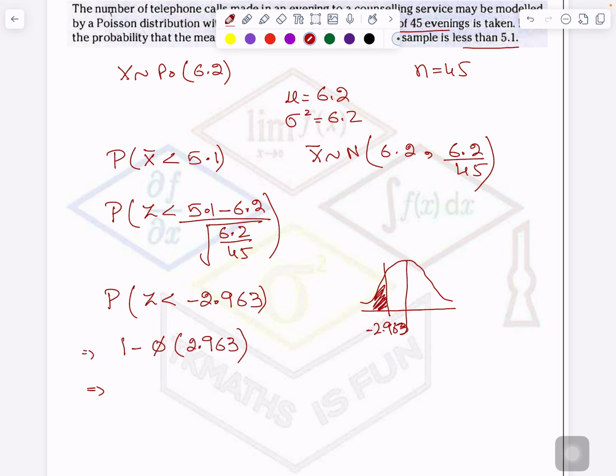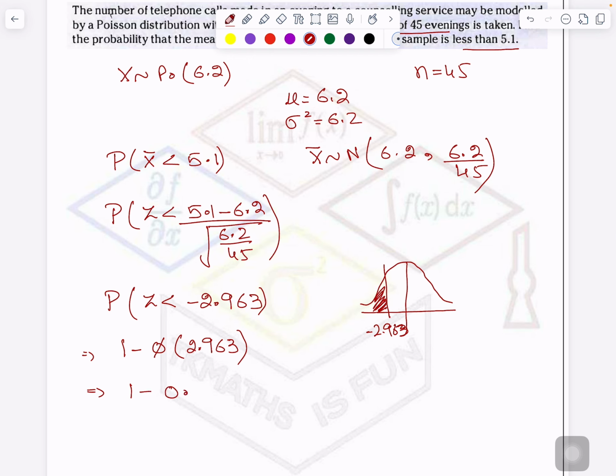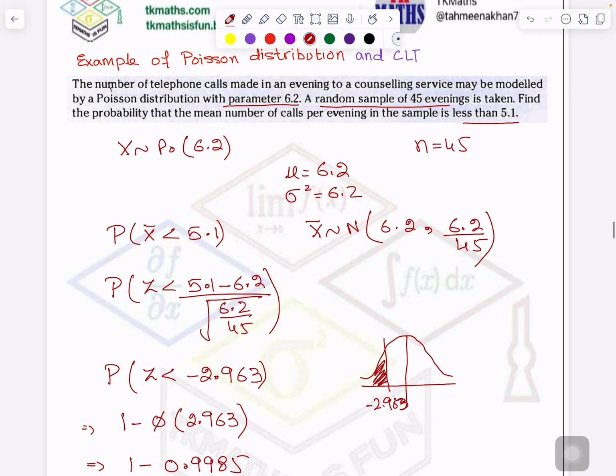So I need to read the table now. The probability against 2.963 is 0.9985. So this will give me the final probability, 0.0015. Okay, so this is how you will use Poisson distribution questions when you have to apply sample mean with the help of CLT, right?